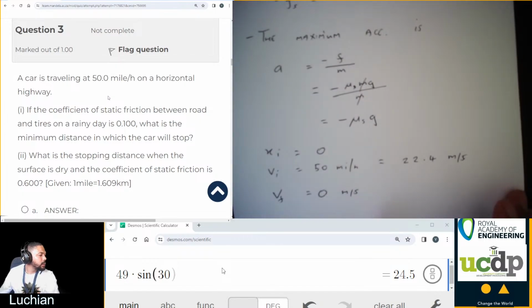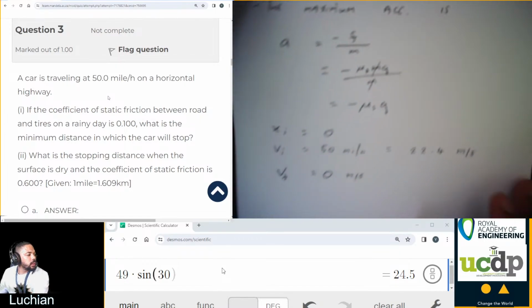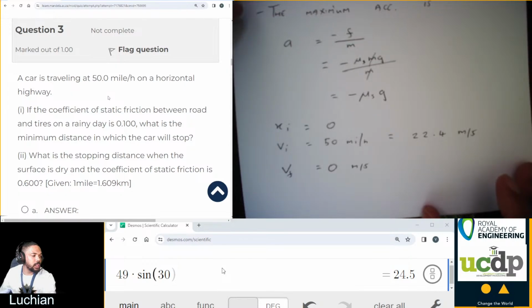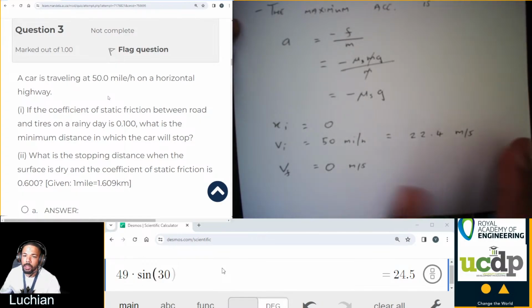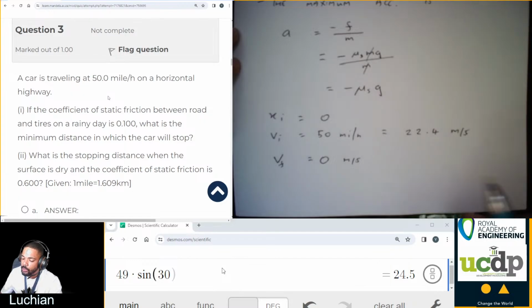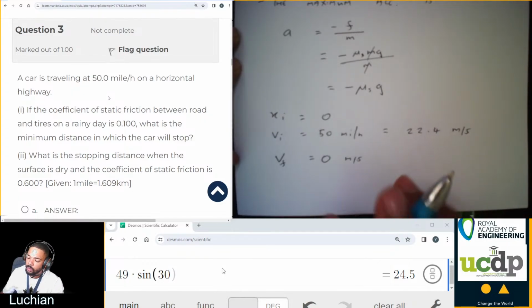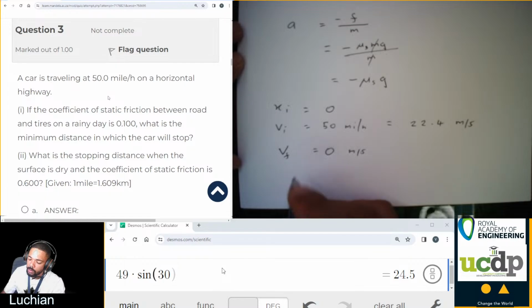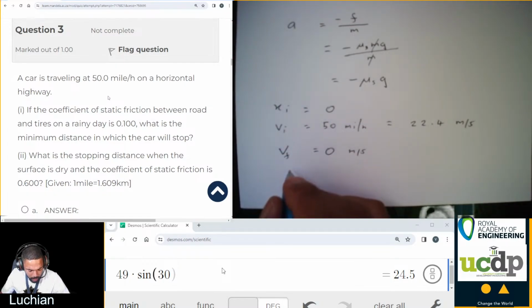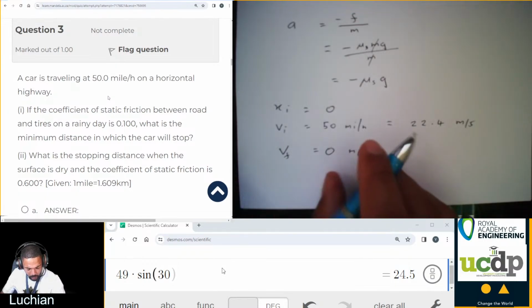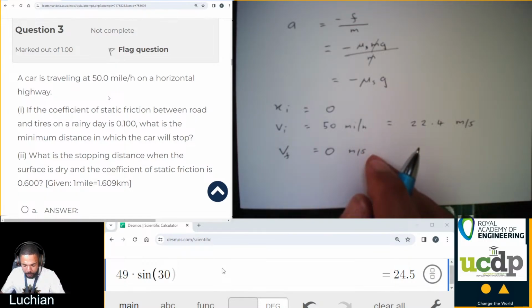And they want to know what is the minimum distance. The minimum distance corresponds to the maximum deceleration. So maximum friction, maximum deceleration, or maximum acceleration in the opposite direction, will give you the minimum distance it stops. And we want xf, the final position.